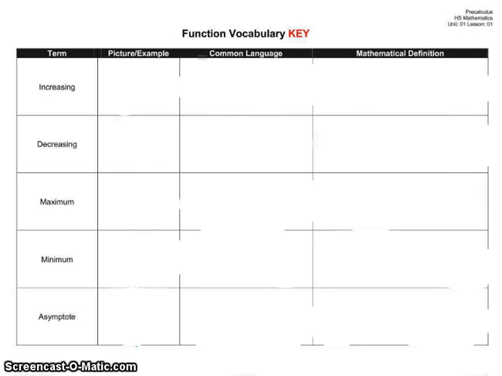All right, students, we're going to go ahead and fill out our vocabulary worksheet. It's called Function Vocabulary. And so we're going to take a look at some of the common terminology we'll be using throughout the pre-calculus course.